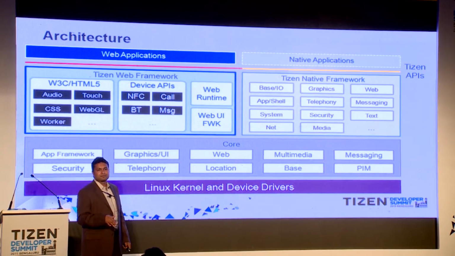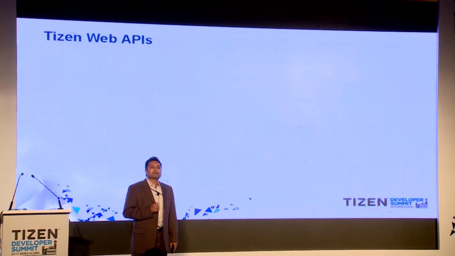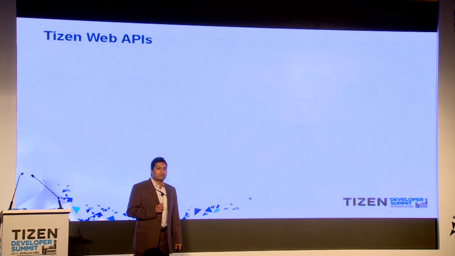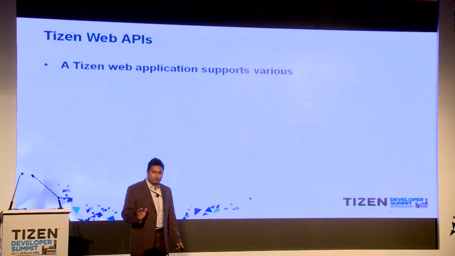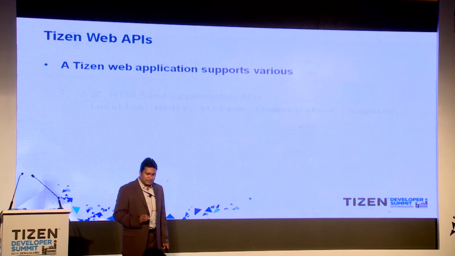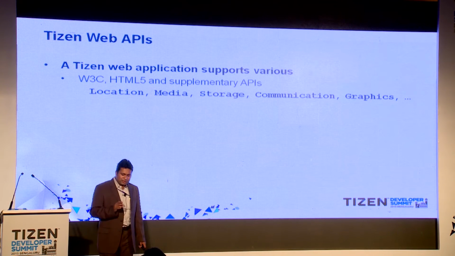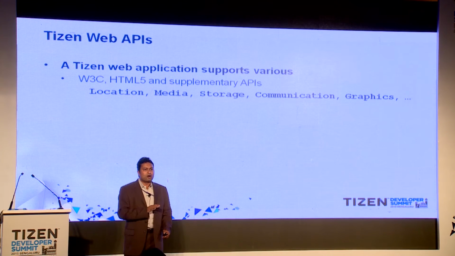Below this web framework layer, we have our Tizen core layer, which sits on top of the Tizen Linux kernel and device drivers. Now, as I just mentioned, the Tizen web APIs. Tizen actually provides a lot of web APIs. It includes almost all the standard HTML5 W3C APIs, with which you can do all these things: location access, media access, storage, communication, graphics, all the things that you can do by standard, you can do using Tizen web APIs.